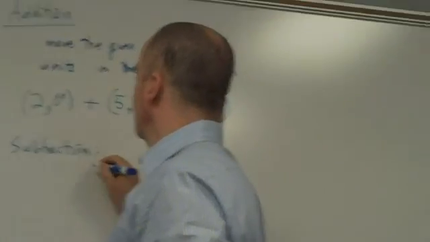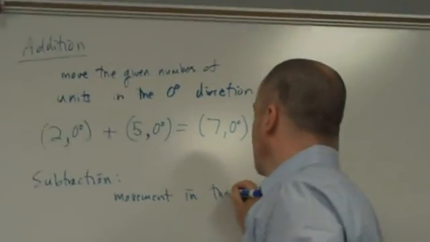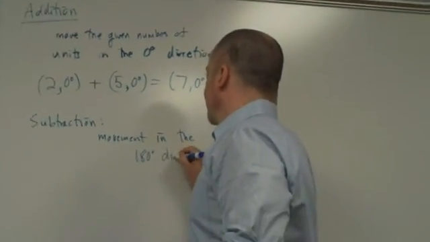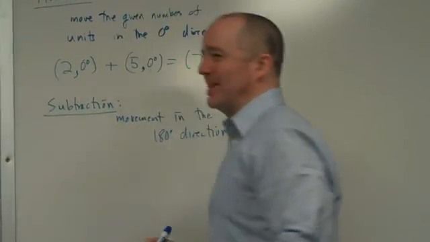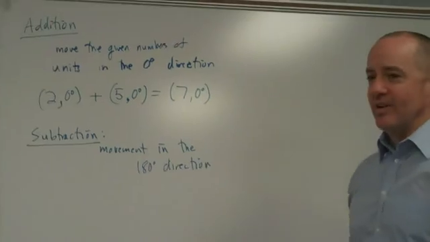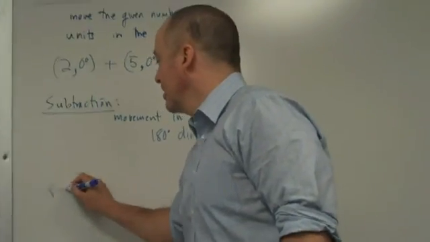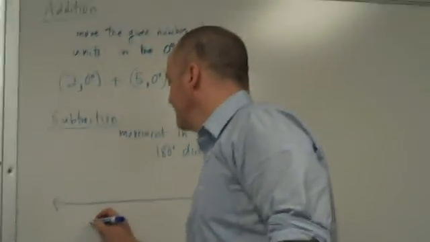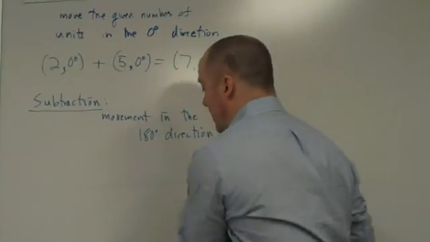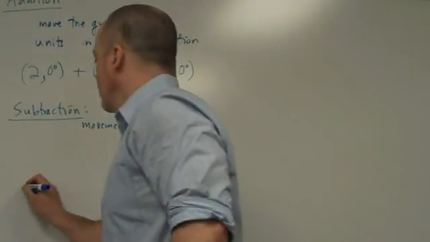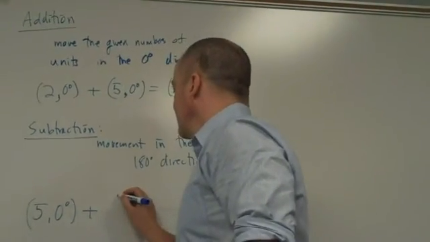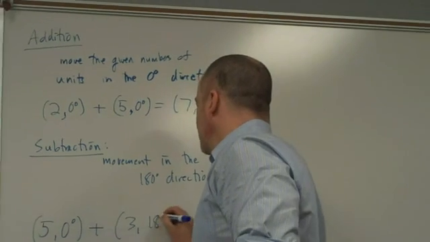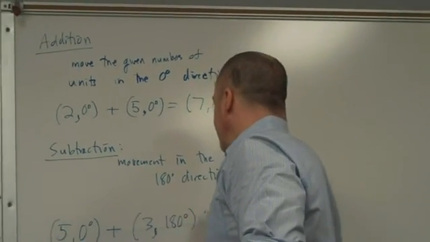Subtraction. Movement in the 180 degree direction. You want to know on subtraction? Yes. All right, whatever will make it consistent. Okay, subtraction, movement in the 180 degree direction. Okay, so what is... Actually, I don't think I need a number line for this. I hope I will draw it if I do, though. What is 5, 0 degrees plus 3, 180 degrees? What's that going to be in this system?